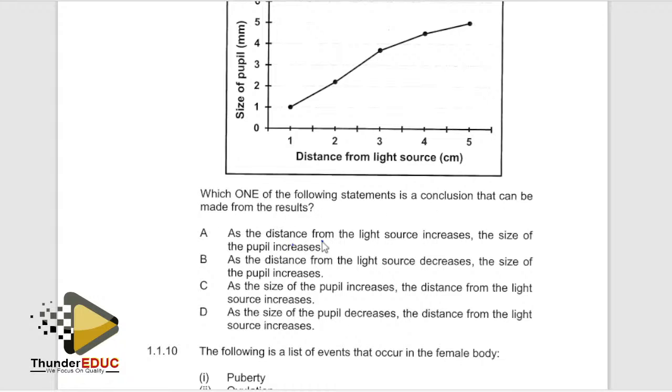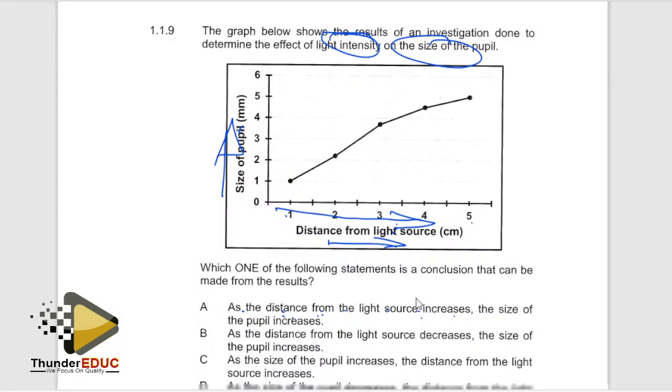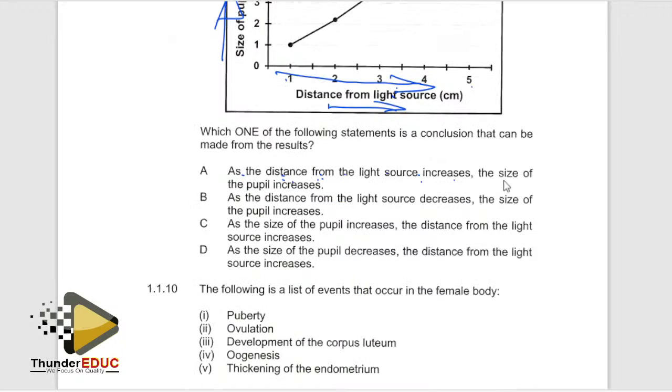A distant object, as distance from the light source increases, yes, from 1 centimeter to 5 centimeters. Remember I told you that you have to start with the x-axis, because this is the independent variable. So this cannot control this, it is this which controls this. So as the distance from the source of light increases, the size of the pupil also increases. Not the size of the pupil increasing as the distance increases. No, that's the reverse. So as the distance from the light source increases, the size of the pupil also increases, so that it can allow more light entering the eye.